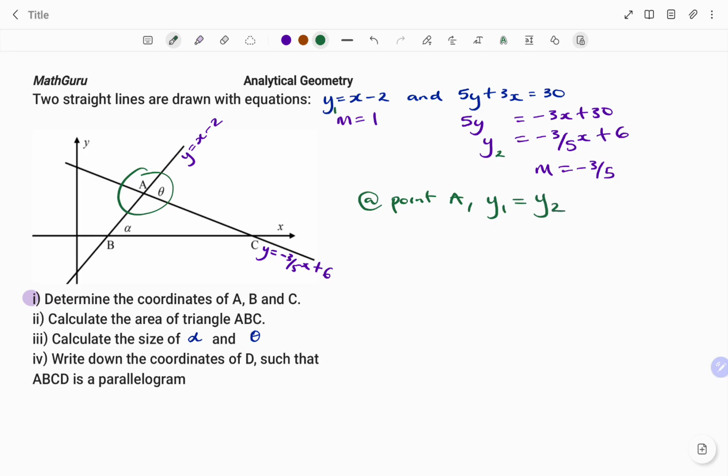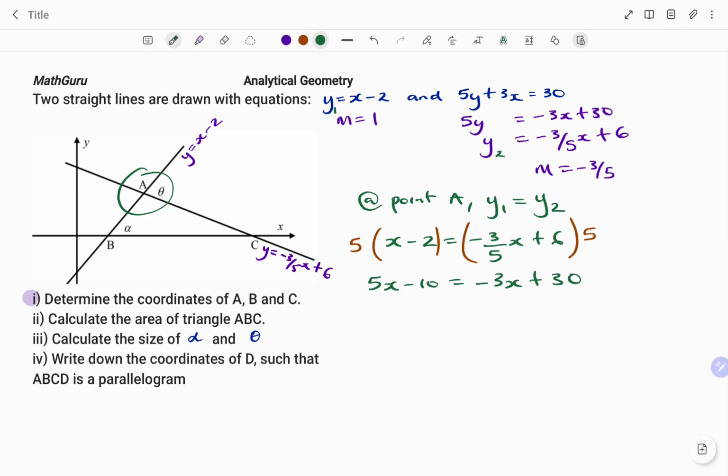So always note that where two lines meet, or where any graphs meet, the coordinates at that particular point of intersection are the same for the two graphs. So y1, which is x minus 2, is equal to y2, which is negative 3 over 5 x plus 6. To make it a linear equation, I'm going to start by multiplying each of the terms by 5. On my left hand side, I multiply by 5. On my right hand side, I multiply by 5. And then I have 5x minus 10 equals negative 3x plus 30.